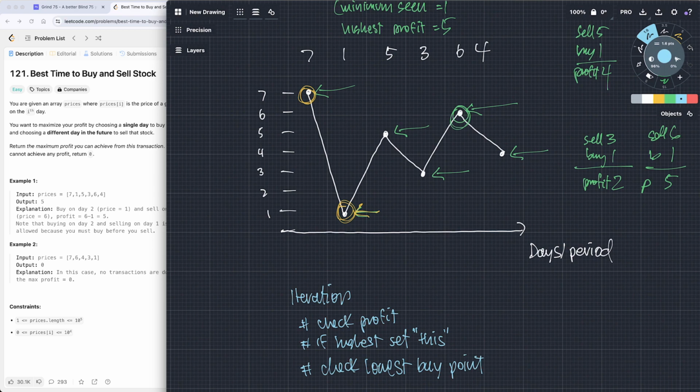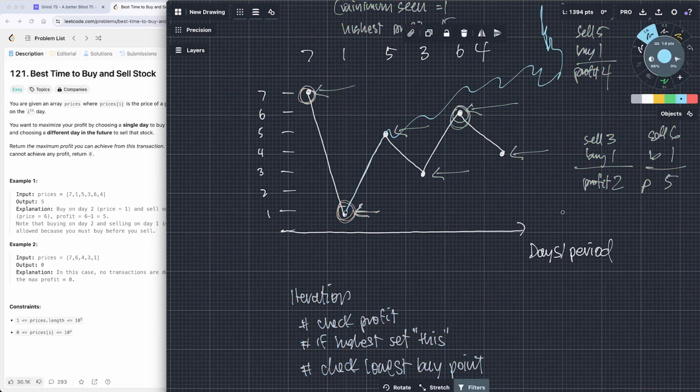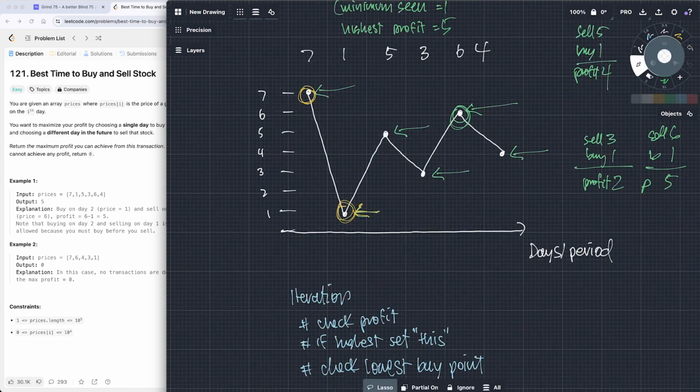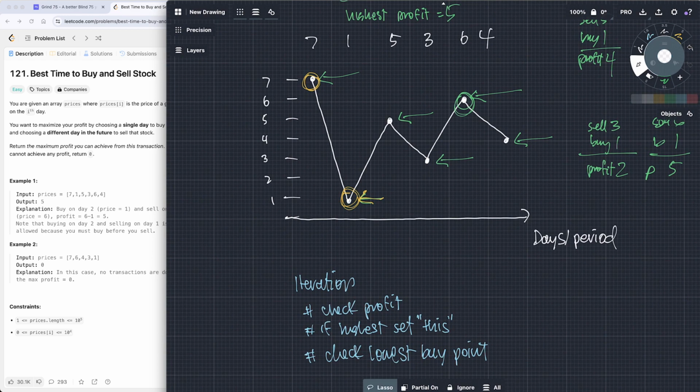And then everything else in the future, no matter how high it goes, it can go super high. The lowest price, as long as it's in the past, will provide us that profit. Now in this example, we go from 7 to 1, and 1 becomes our lowest. Is there any case where this isn't, actually we could just take the second example, right?